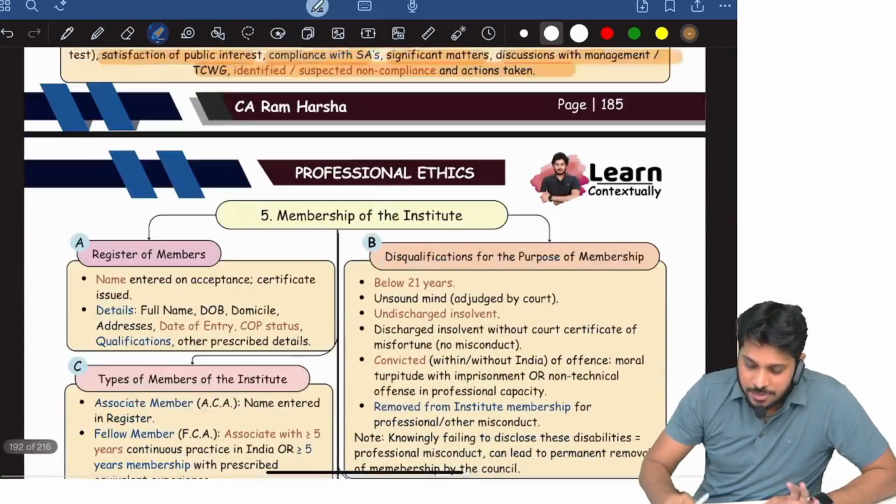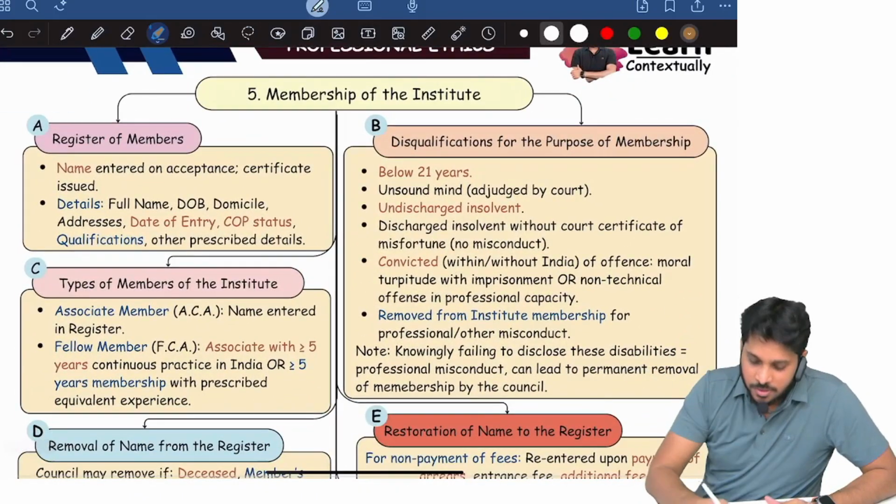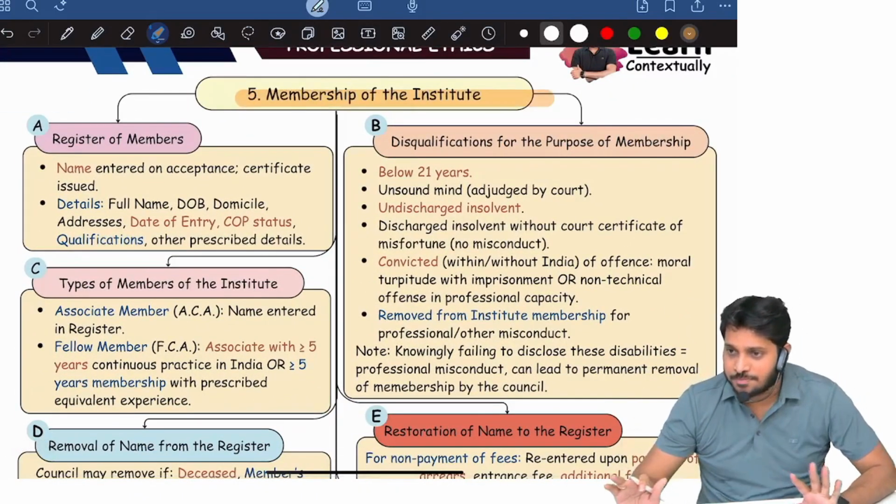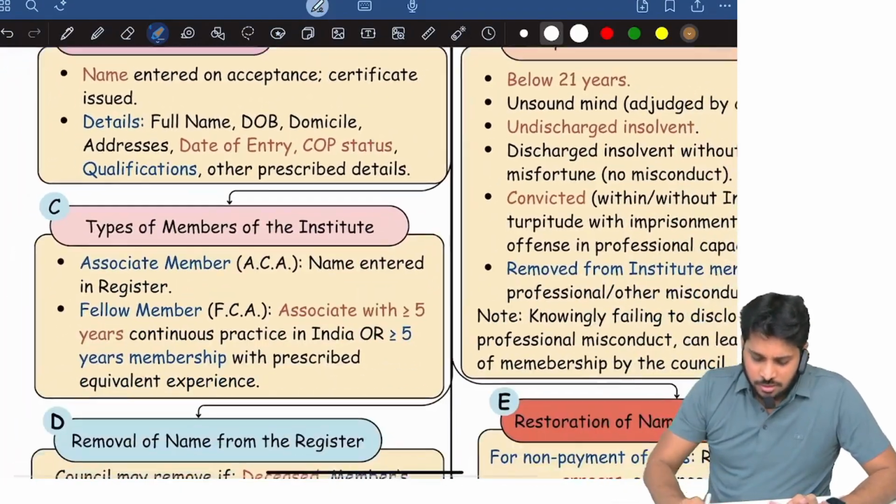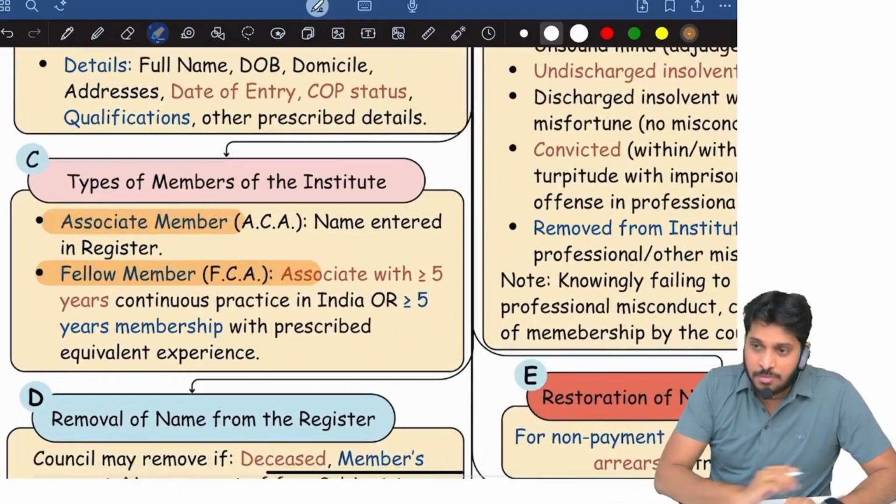If at all the paper setter is a sadistic person, he will test a question from this. Okay. Membership of the institute. Clear? Membership, members, types of membership.